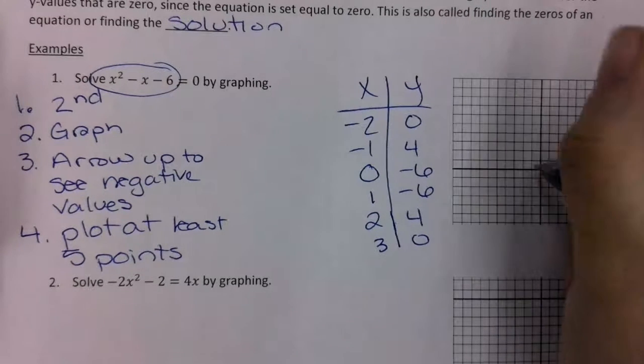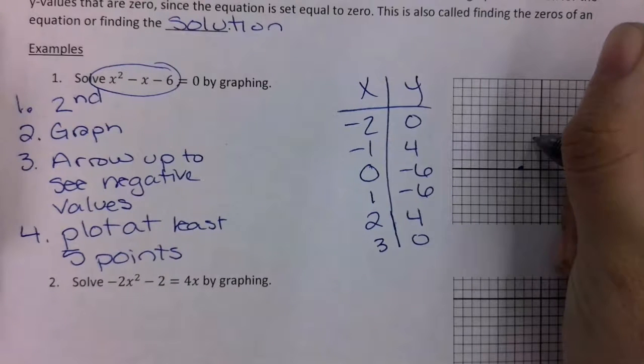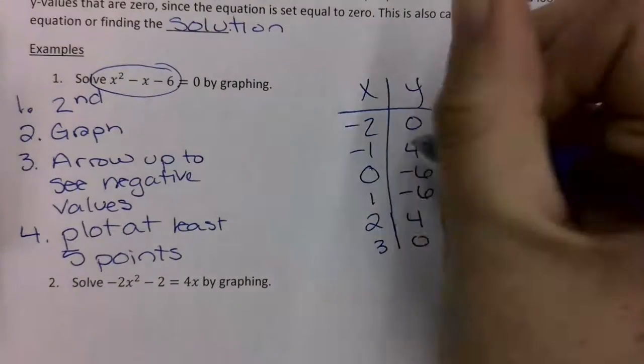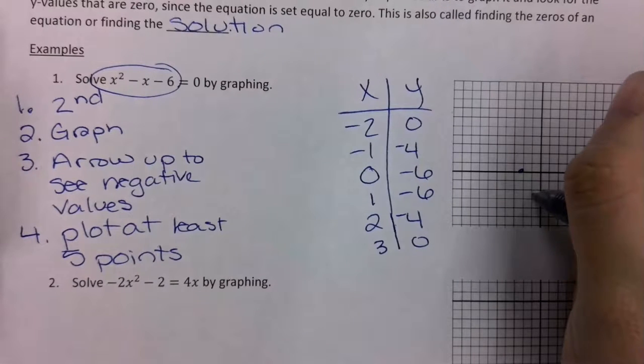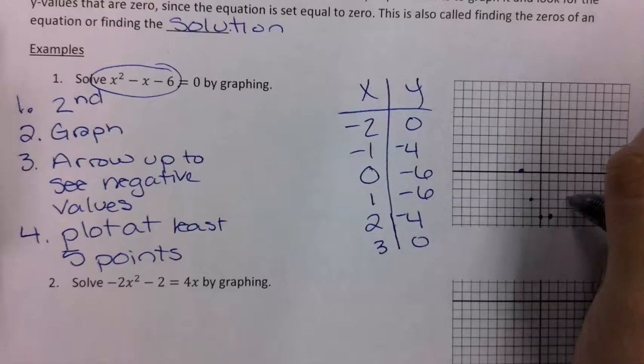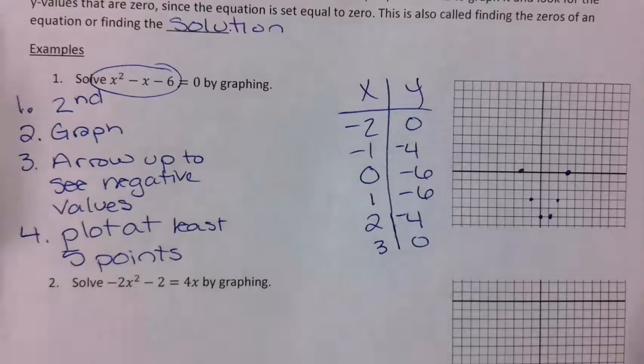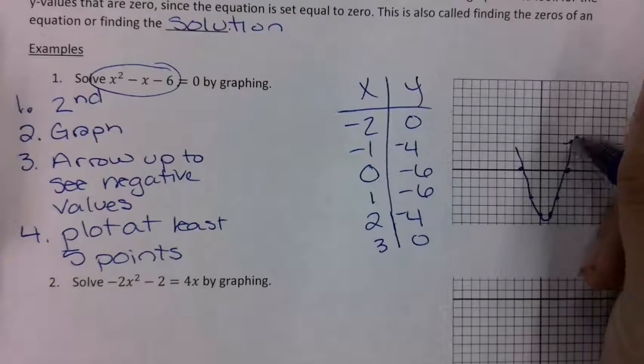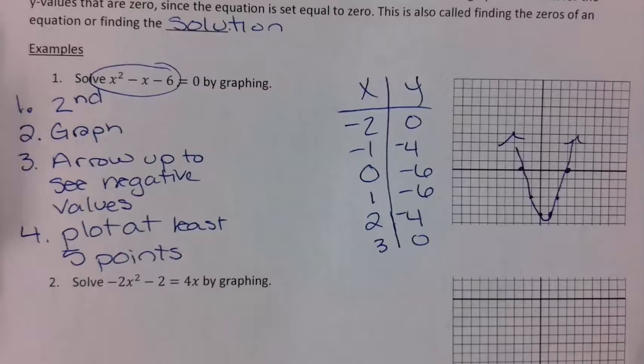Okay, then I'm going to go plot my points. So I'm going to go -2, 0, -1, 4. Was that a -4 and I just forgot the sign? It was. Okay, so now that I have my points, I'm going to connect them. And my answer is where it's crossing the x-axis.